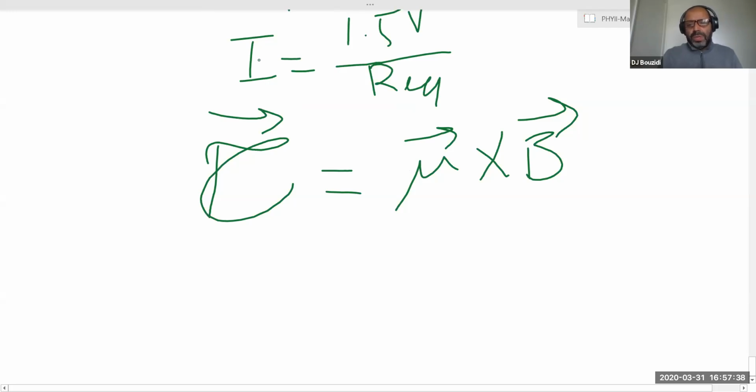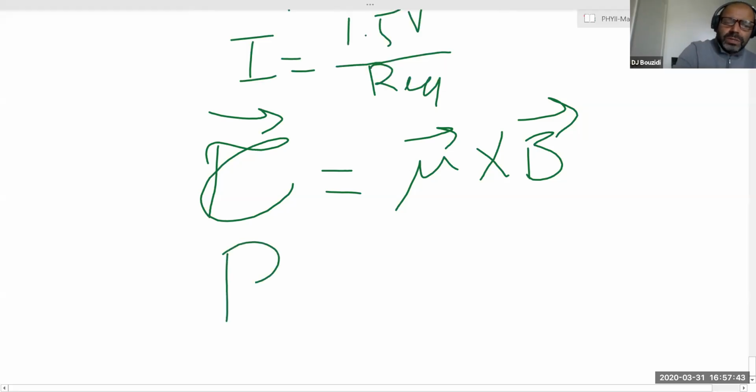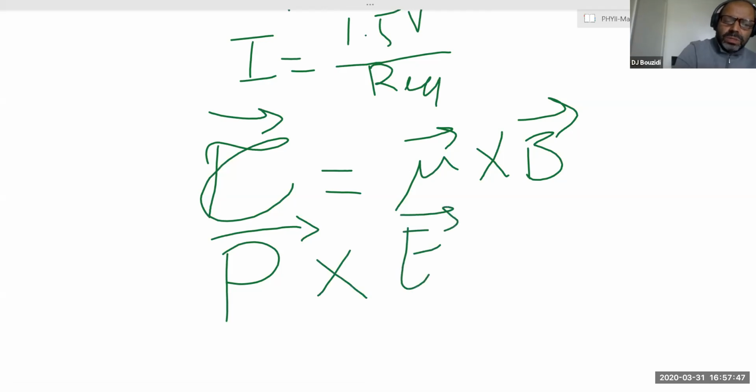Okay. Now the energy turned out, this is very, very similar to the electric dipole. And I remember I told you guys that for the dipole, P cross E was equal to the tau.